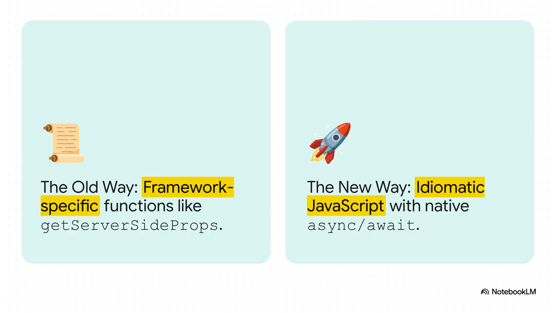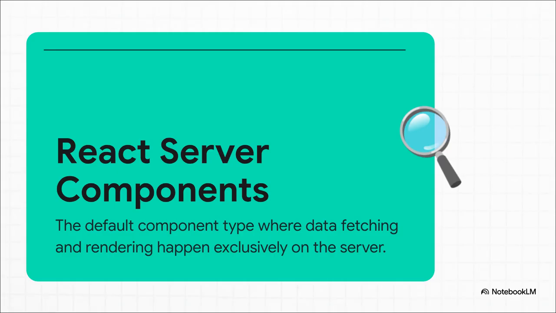It's awesome. So what's the magic making this all possible? Well, it's this thing called React Server Components, or RSCs. And here's the key. They are now the default in the app directory. This means, by default, your components run on the server, they fetch their data on the server, and they only send the finished HTML to the browser. This idea is the foundation for, well, everything else we're about to cover.